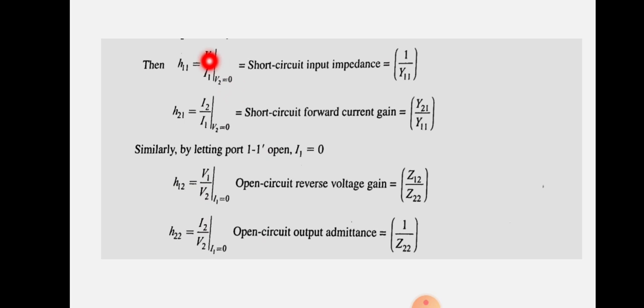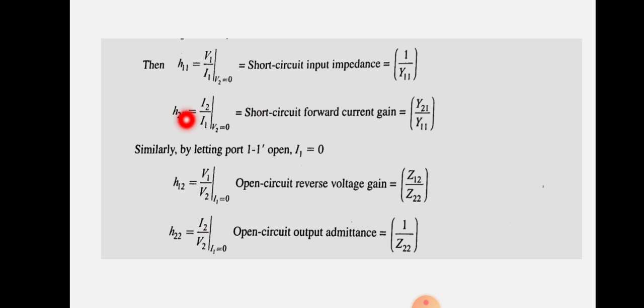You can see that this is the ratio of voltage and current. So it represents impedance and it is obtained by short circuiting the 2, 2 dash terminals. So we can call it the short circuit input impedance. So H11 can be represented as, what is impedance? That is the reciprocal of admittance, that is 1 by Y11. So H11 is the inverse of admittance.